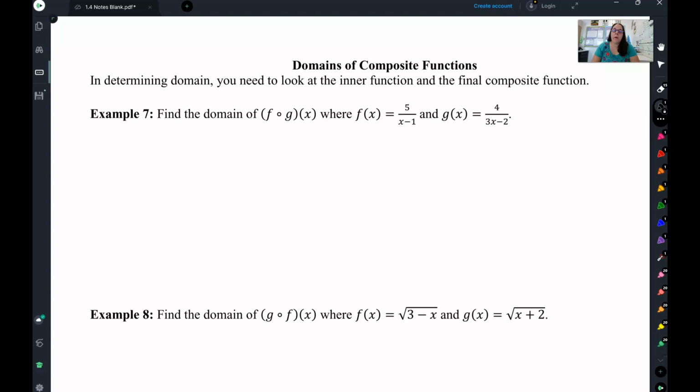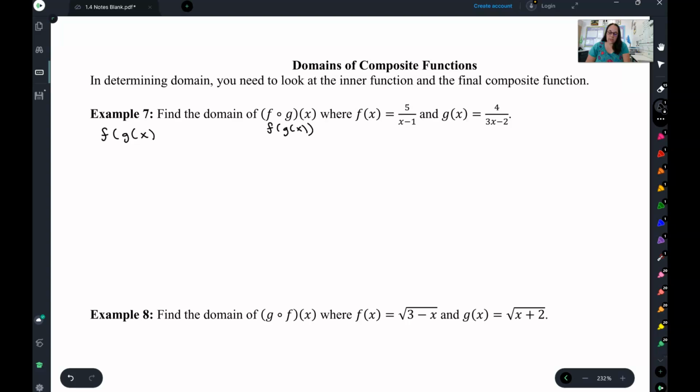Okay, domain of composed functions. Now, domain of composition does one kind of weird thing. So let's start with this first example, and I'll show you what I mean. We're just going to start by finding f of g of x. That's what I want to find. So that is my step 1. Find f of g of x.